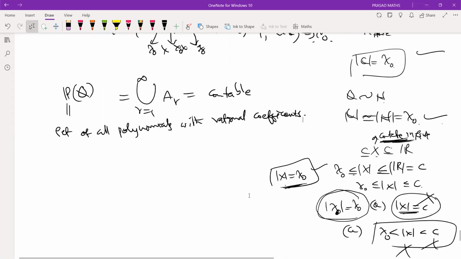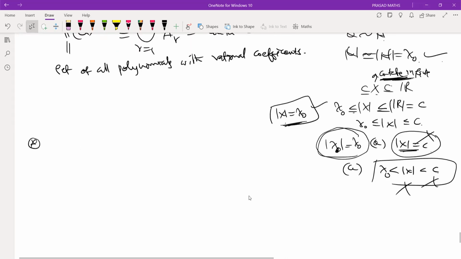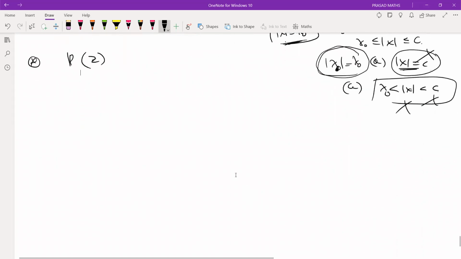If we take integers, the set of all polynomials is also countable. Same proof. The proof is the same.